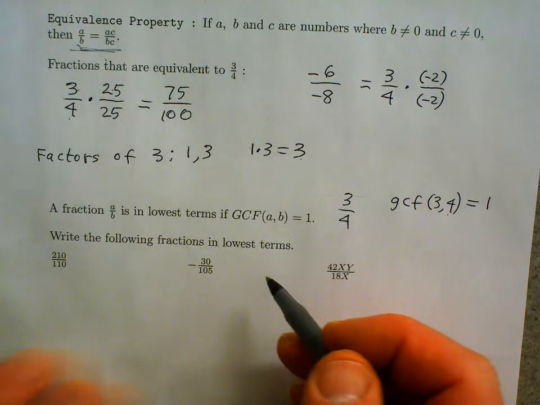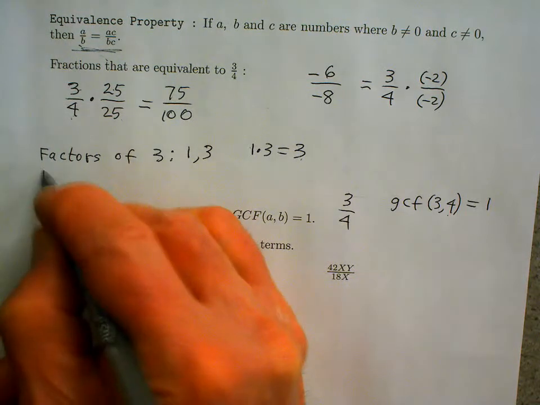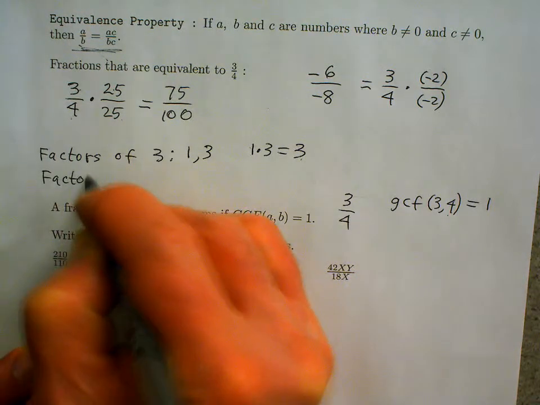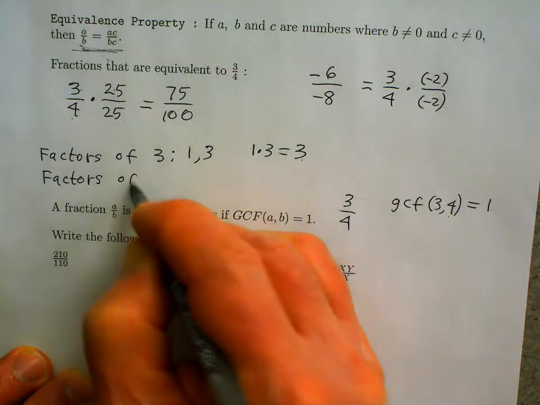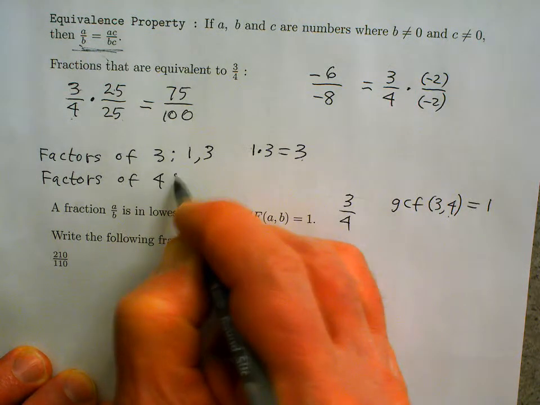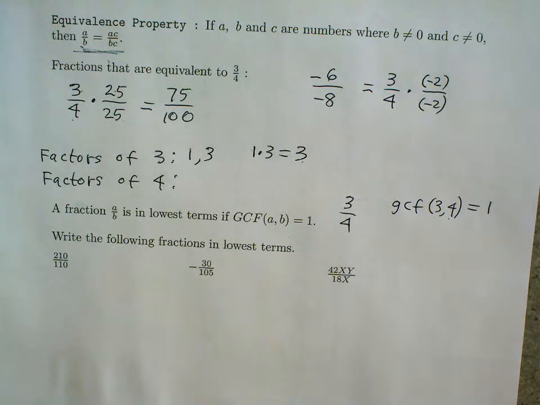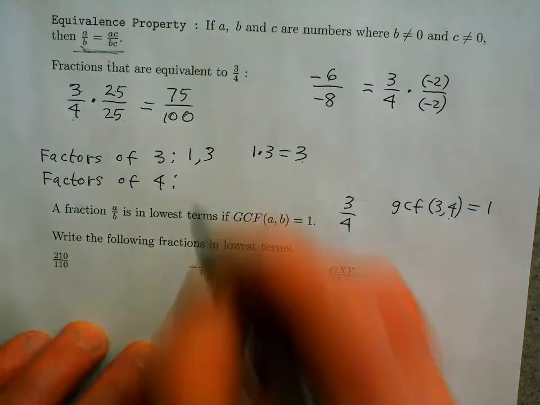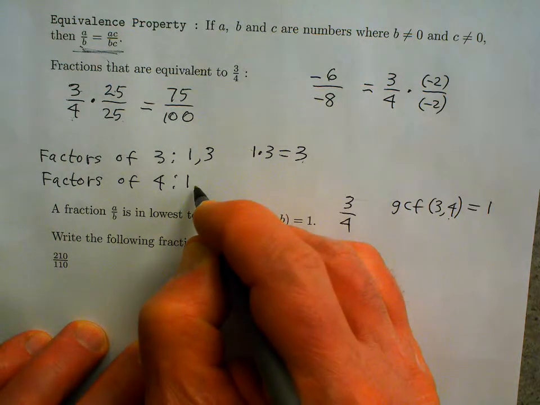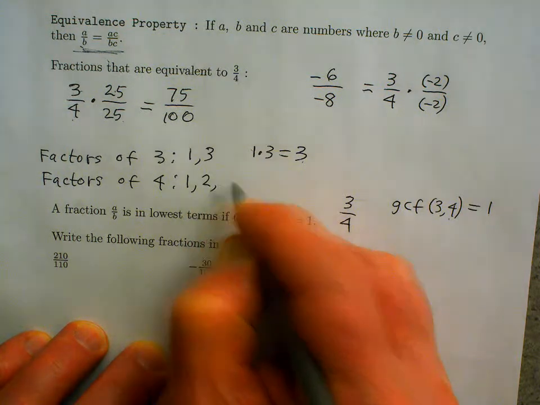The integer factors of 4, or more precisely, the positive integer factors of 4. What are the positive integer factors of 4? 1, 2, and 4. Yeah, 1, 2, and 4. 1 and 4 for sure, but we also have 2.